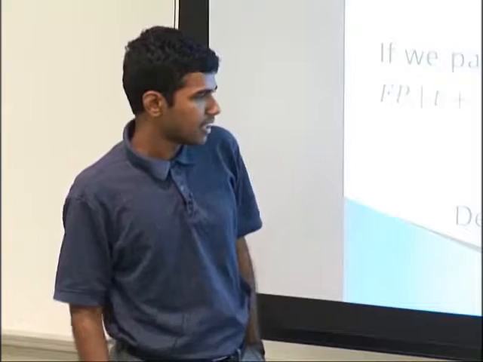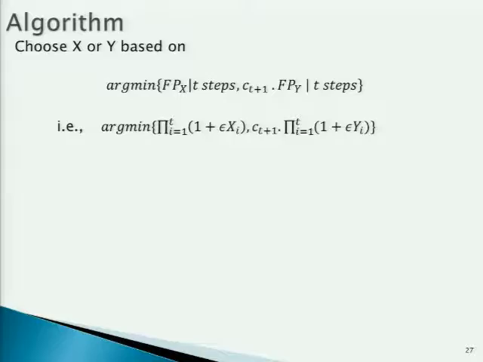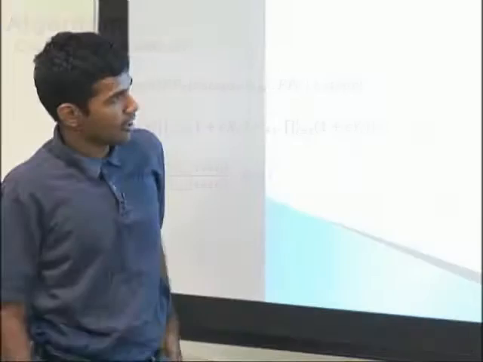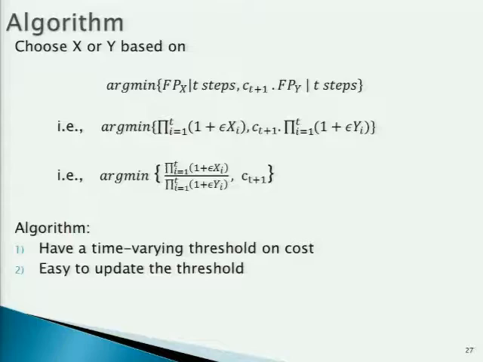And basically what this says is that you choose that option, x or y, based on which of these two is minimal, fp_x or cost times fp_y. So this means, I'm just dividing by the product of 1 plus epsilon y's. So we are setting a threshold on cost here. Without knowing the distribution, you can do this.